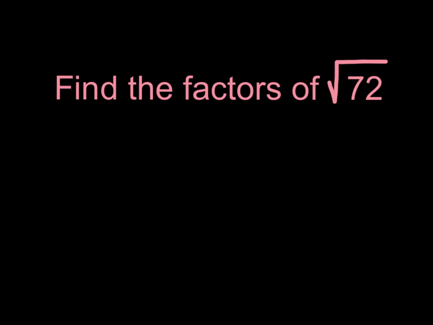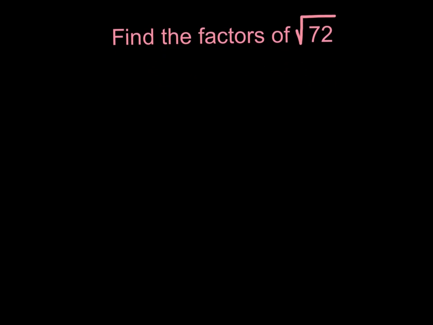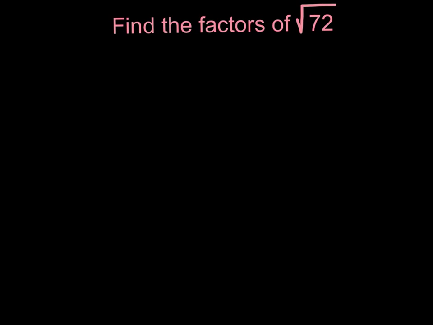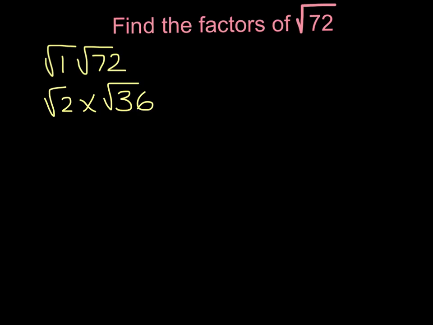Find the factors of root 72. So for this question, the first thing we're going to do is find the factors of root 72, and then along the way we will simplify our answers where possible. Okay, so the first factor, we've got root 1 times root 72. Then we've got root 2 times root 36. Now root 36 is 6, so the square root of 36 is 6. So I'm going to rewrite this one as square root 2, and then we've got 6. I'm just going to neaten that up, which is 6 root 2.